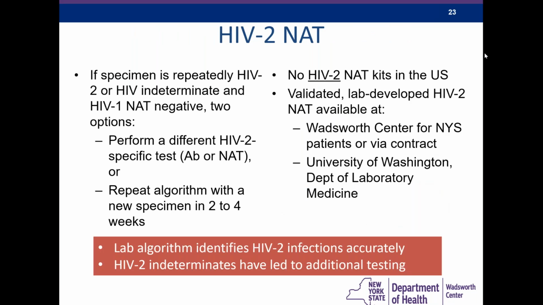I want to just briefly mention HIV-2 nucleic acid testing. If a specimen is repeatedly HIV-2 indeterminate or HIV indeterminate on the Geenius test, the recommendation is to perform the HIV-1 NAT. And if that is negative, there are really two options that you have left. So one would be to perform a different HIV-2 specific test, either an antibody test or a NAT, or repeat the algorithm with a new specimen in 2 to 4 weeks. The problem is that there really aren't any HIV-2 NAT kits available in the U.S.